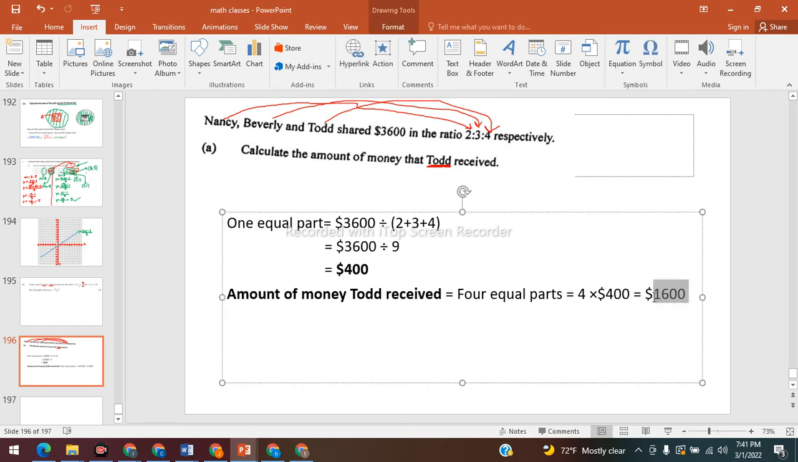For the record, what is the amount that Nancy received? She got $800. Wow, it's a lot of money under that mattress.